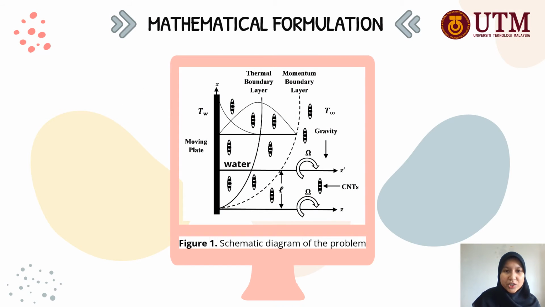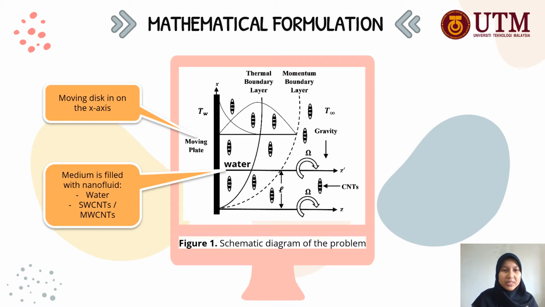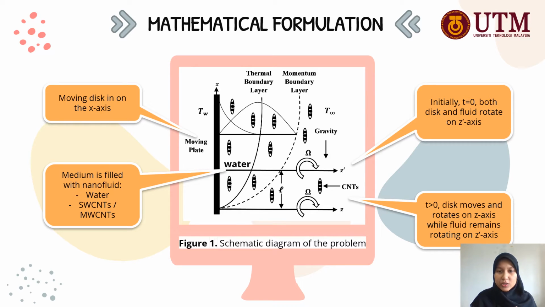Now the mathematical formulation. Here the moving disc is chosen to move in the x-axis direction. In our study, the medium is filled with nanofluids, which are a combination of water with either single-wall or multi-wall carbon nanotubes. And we have two axes of rotation. Initially, when t is equal to 0, both disc and fluid rotate about the z prime axis. When t is greater than 0, the disc moves to the z axis and rotates there, while the fluid remains on the z prime axis and rotates there.